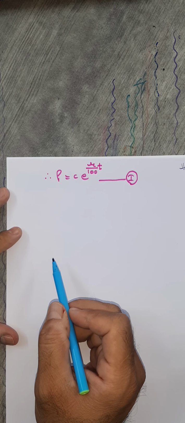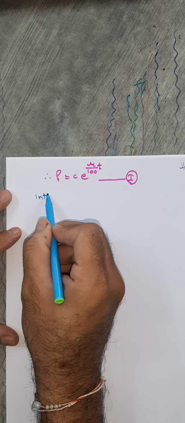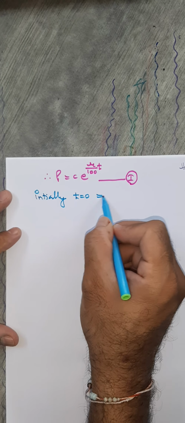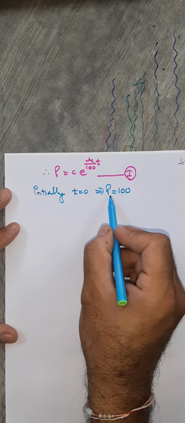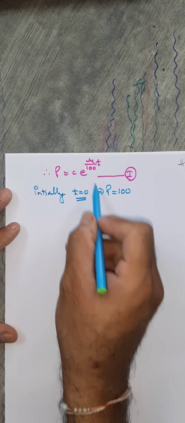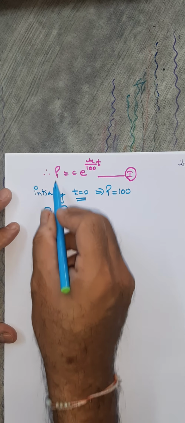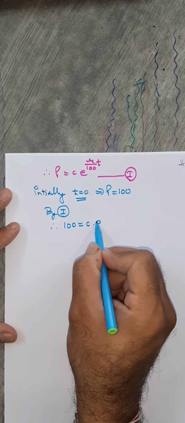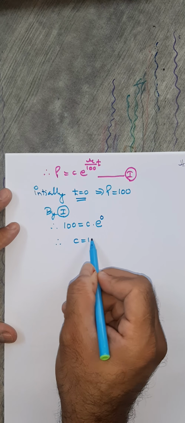Find the value of r if rupees 100 double itself in 10 years. That means initially, at t equals 0, we have principal equals 100. Initially we have 100 rupees in the beginning. So by equation 1, if I use this, I'll get the constant c. What's p? It is 100. Here c as it is, and this is e raised to, put t equals 0. So e raised to 0. So I'll get c equals 100.